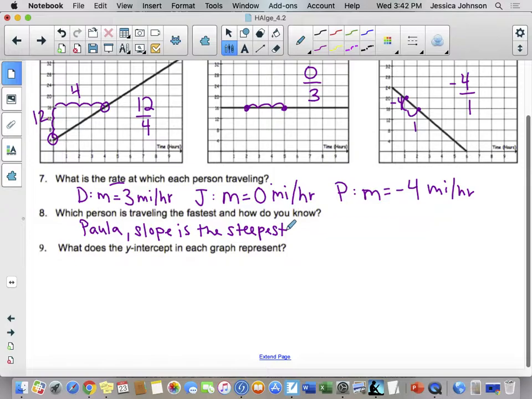Number 9 says, what does the y-intercept in each graph represent? The y-intercept is found, again, right where my line crosses the y-axis. Okay, and when I interpret the graph, if you look up at the top by the y-axis, it says distance from home in miles. So the y-axis is representing the distance each person is from home.